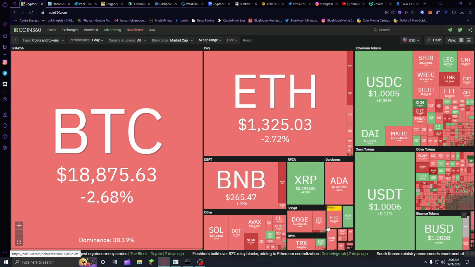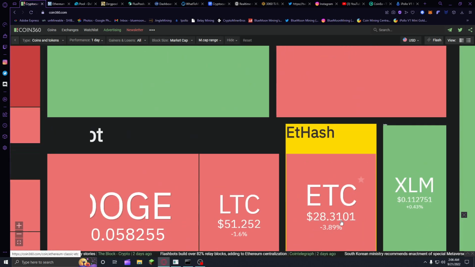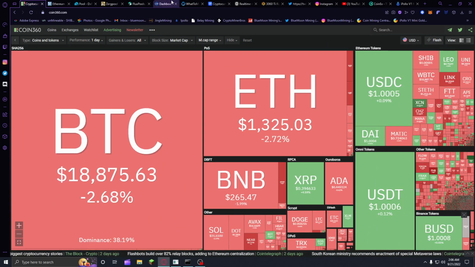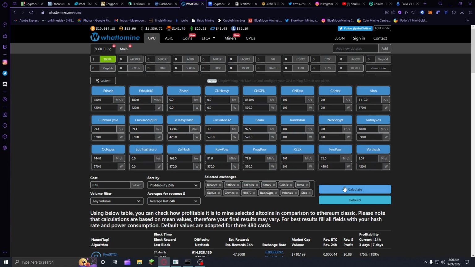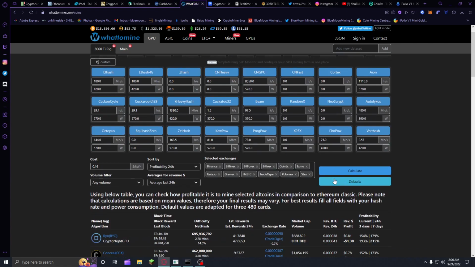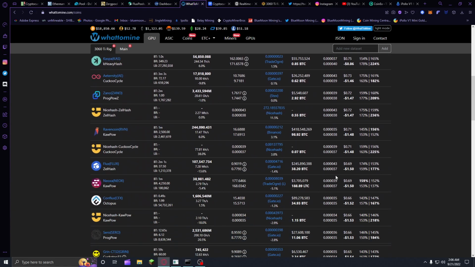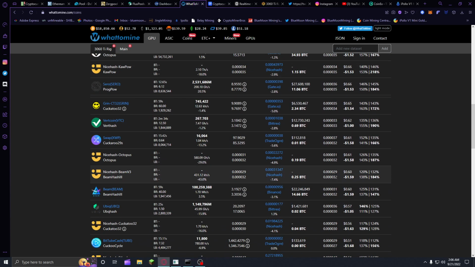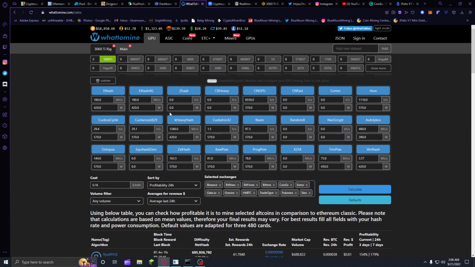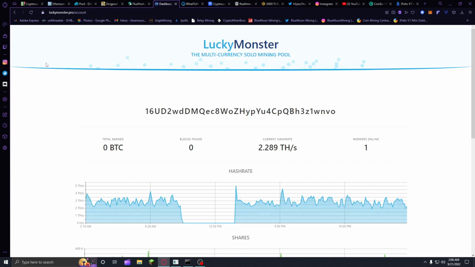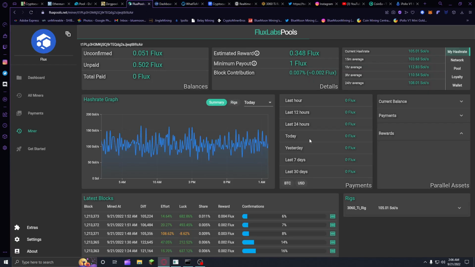Ethereum Classic is $28. Mining profitability is at an all-time low, and it's just horrible. The situation going on around crypto right now is all over the place, and nobody knows what's going to happen. But that's okay.